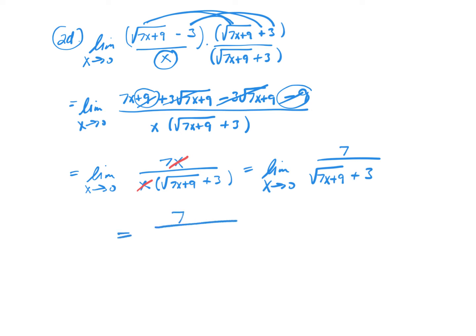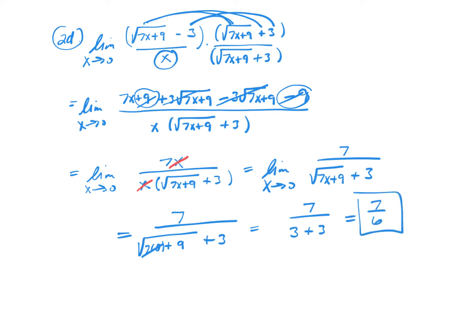Drop the limit notation and then plug in 0. So this would be 7 times 0 plus 9 plus 3. All that is going to do is give us the square root of 9, which is 3 plus 3. Our limit will be 7 over 6. And again, just keep it as an improper fraction.